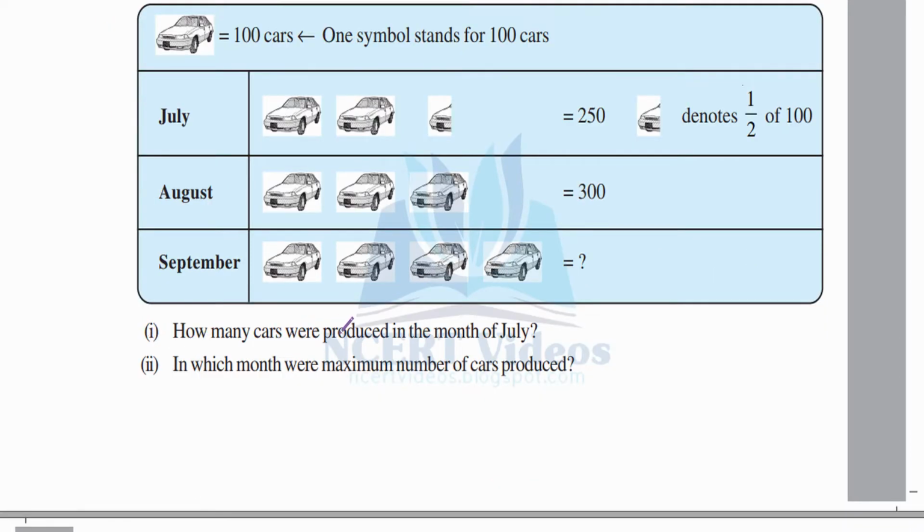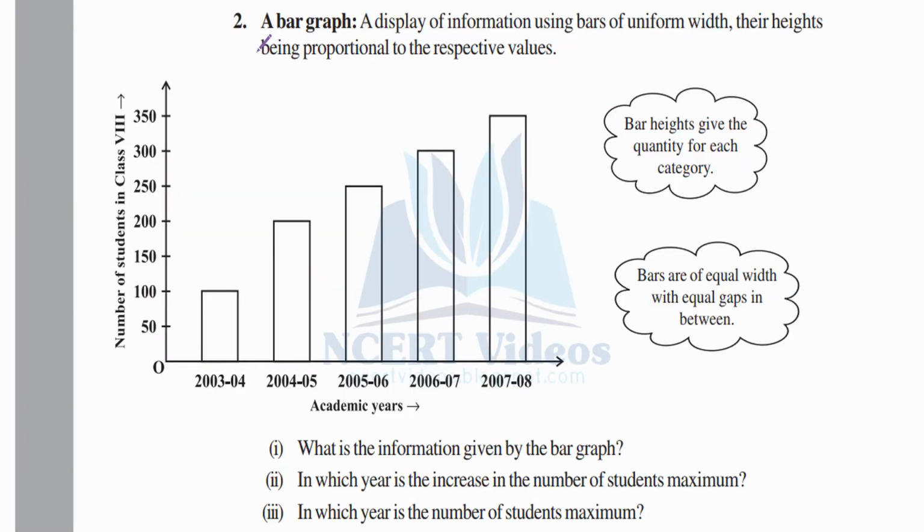So we can say how many cars were produced in the month of July. It is already provided to us, 250. In which month were the maximum number of cars produced? Obviously, here we visually inspect that more cars are shown. That means we have the maximum number of cars produced in September, and we already discussed it's 400 cars. So the representation that we just studied was the pictorial representation of the data.